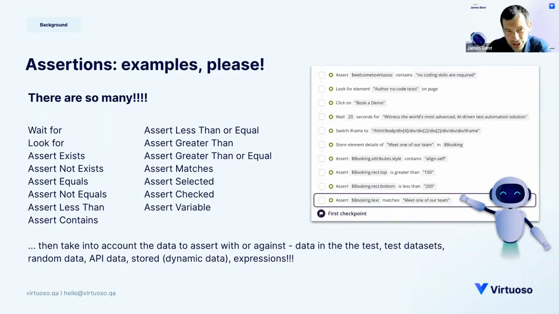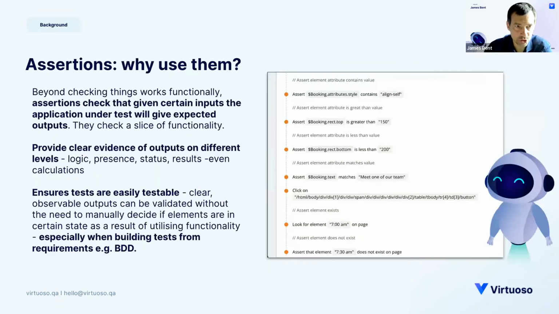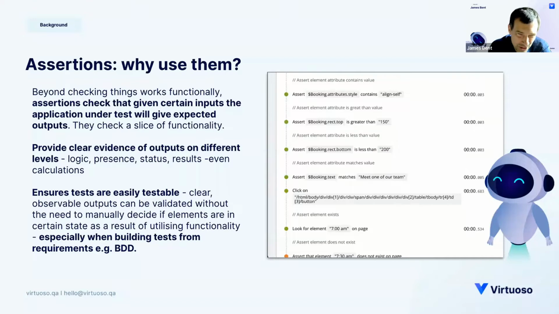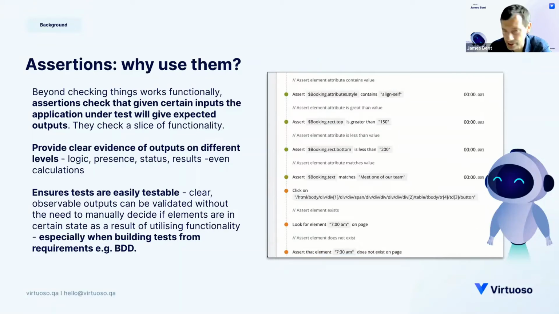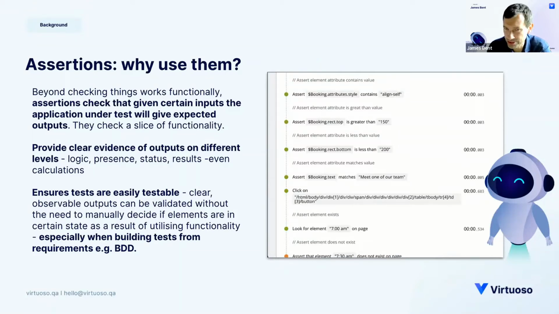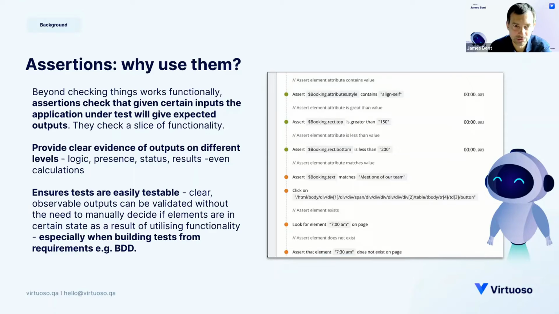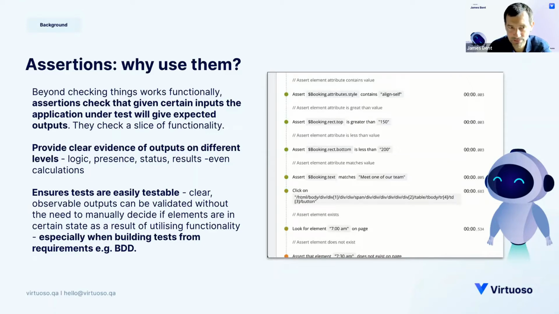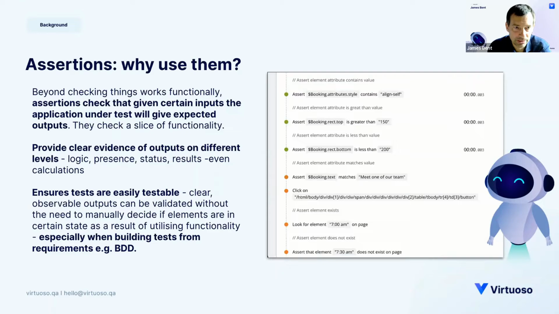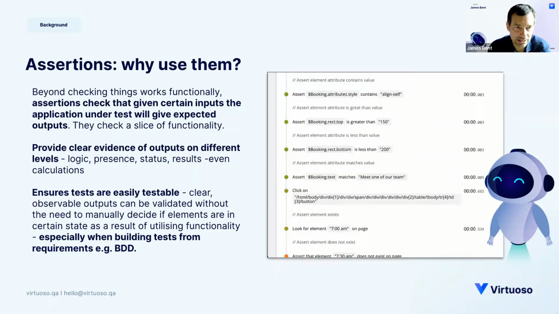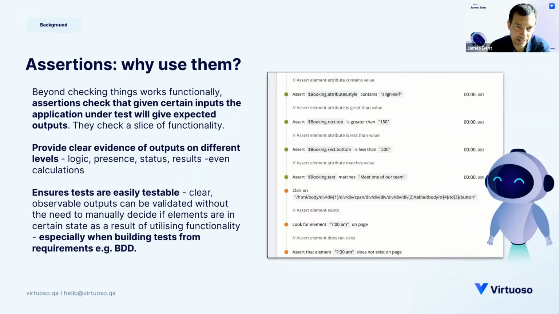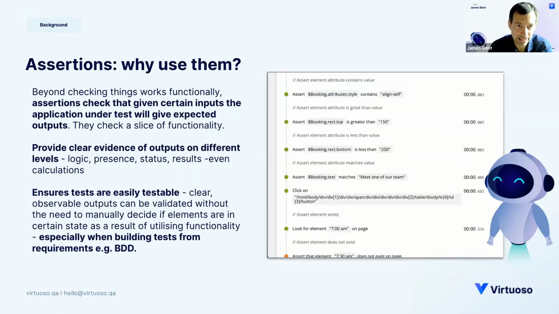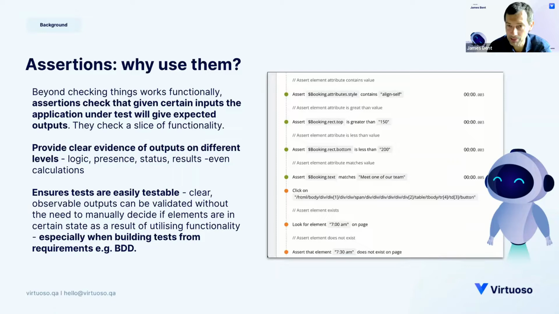So having been provided some examples, it's also really important to be able to understand why you would use assertions. Assertions aren't really doing things like, let's say, clicking on a button or writing something in a box. They're not testing really the functional side of things so much. But what they are doing is checking that beyond the functionality, given certain inputs, the application under test gives certain outputs.